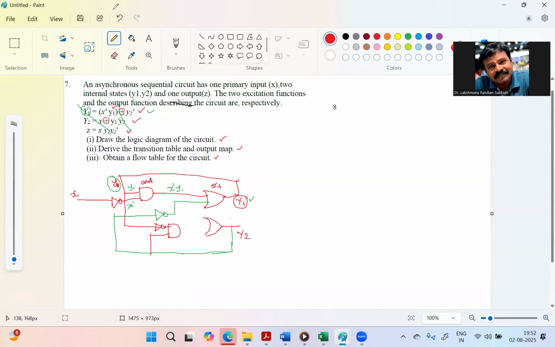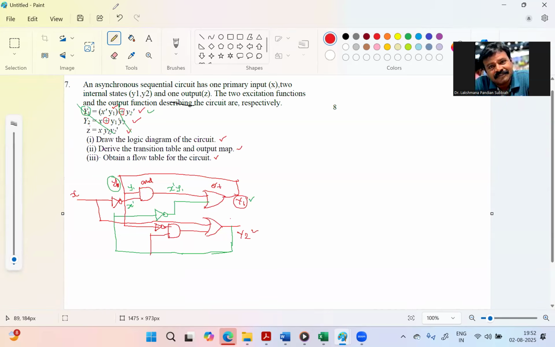Then we have x plus, so directly you take x. X is another input, going directly to the OR gate along with the AND gate output. Now we get Y2.